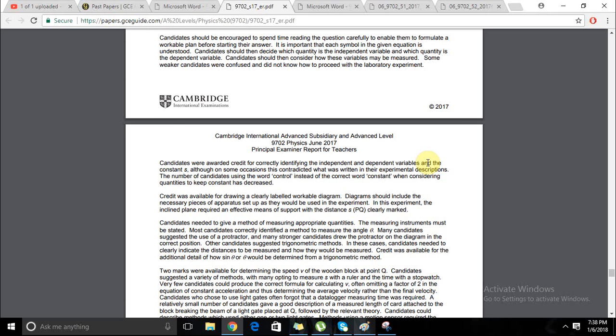Candidates needed to give a method of measuring appropriate quantities, and the measuring instruments need to be stated, and most correctly identified a way to measure theta. Many candidates suggested the use of a protractor. Many stronger ones drew the protractor on the diagram in the correct position. Other candidates suggested trigonometric methods, and needed to clearly indicate the distances to be measured and how they would be measured. Credit was available for the additional detail of how sine theta or theta would be determined from a trigonometric method.